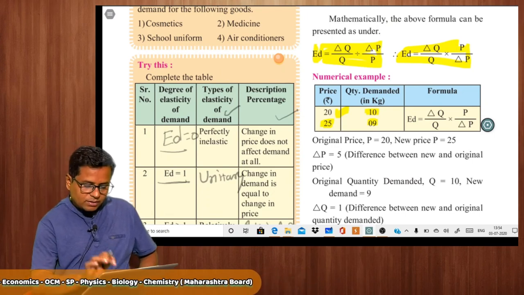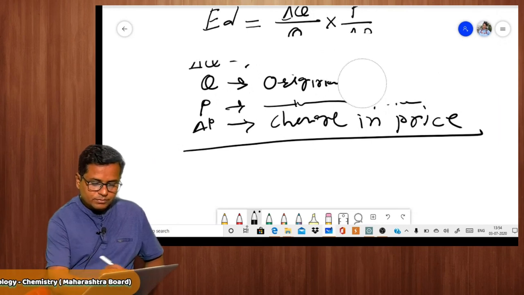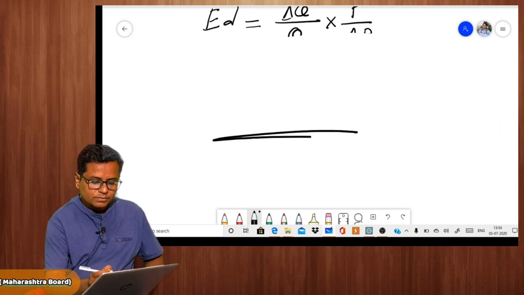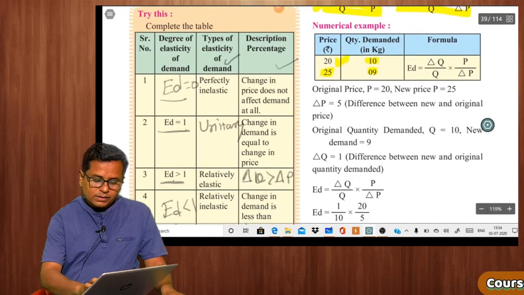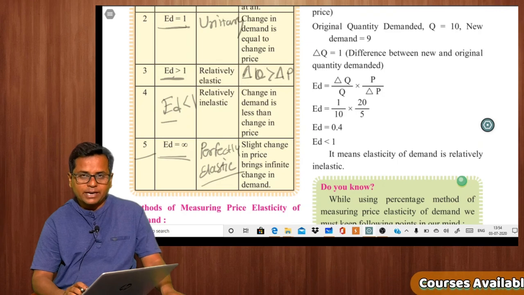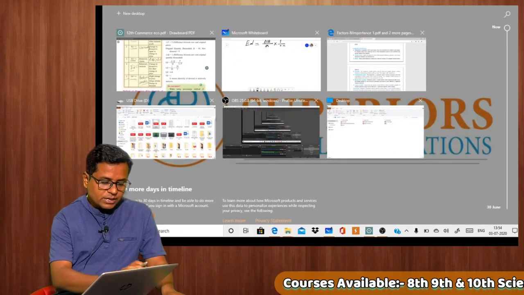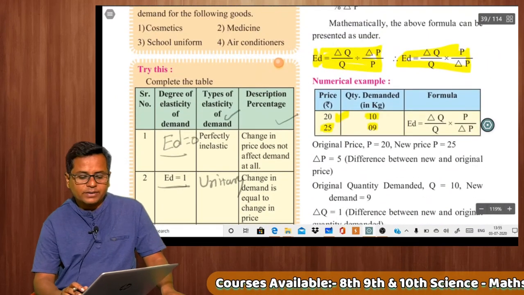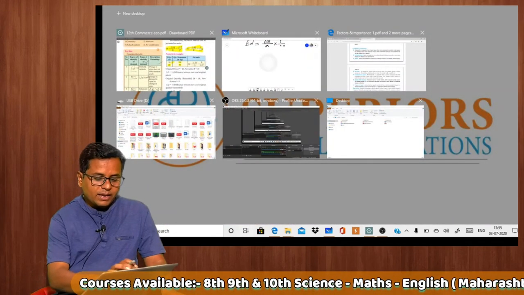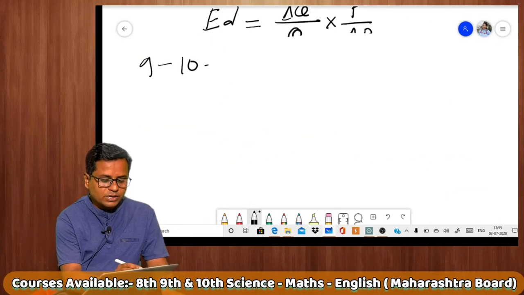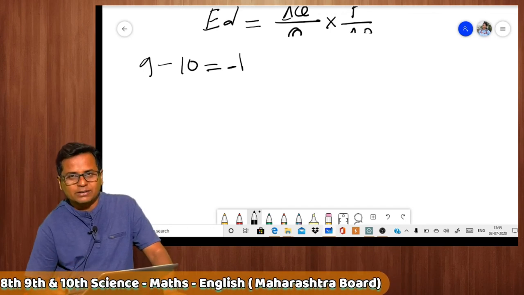So here, delta Q divided by Q into P divided by delta P. Delta Q means change in demand. The original demand is 10 kilograms and new demand is 9 kilograms. So new demand minus original demand is 1. Here it is a negative 1, minus 1.